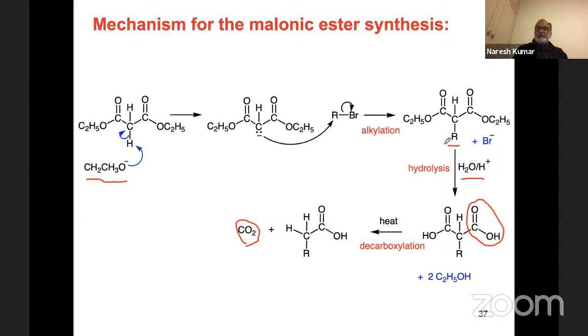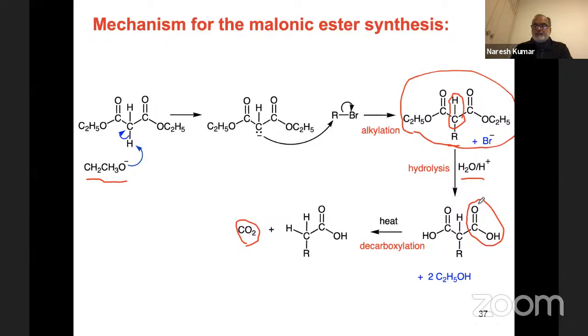Another interesting thing about this intermediate here is, if you look at it, you also still have a proton which is quite acidic. So this proton in the center is quite acidic. You can actually remove that proton as well and add another alkyl halide over there at that particular carbon. And we'll see that in a minute. But this is the overall mechanism for this reaction.